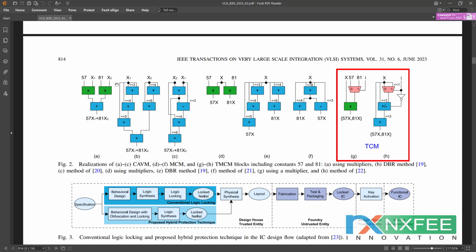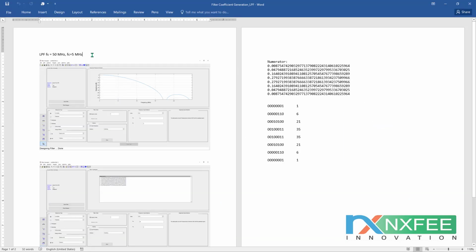All the designs come up with 57 and 81 only. So here for this development we have used a MATLAB GUI, the filter design analysis tool. We have generated a coefficient for a low pass filter, with sampling frequency Fs equal to 50 MHz and cutoff frequency equal to 5 MHz. So this is the filter coefficient generation model.